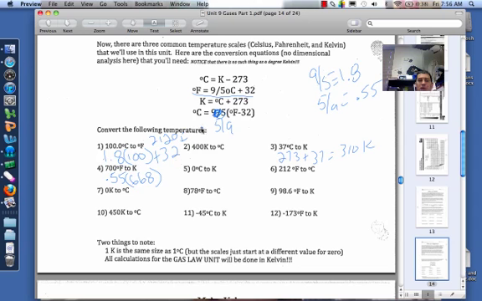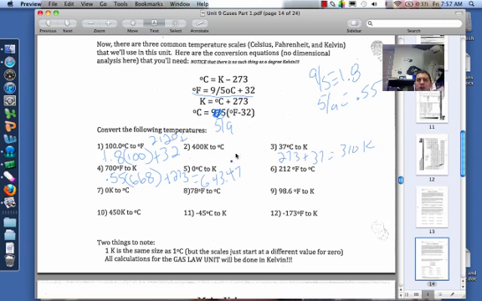Once we get that degree C, we simply add 273 to it, do all that work, and eventually you're going to get a fairly large number. You should get 643, right around there. Sorry, I had to check my notes to make sure I had the right answer. You should get 643.47, I believe.